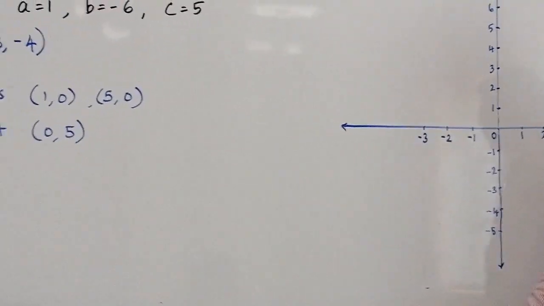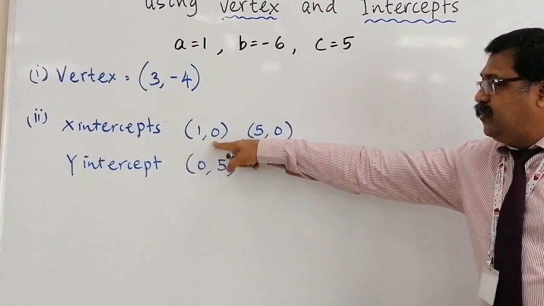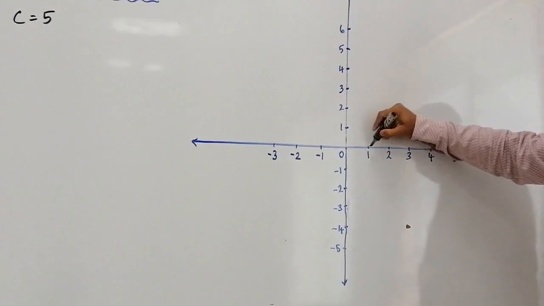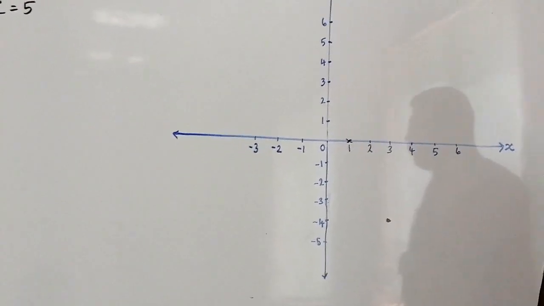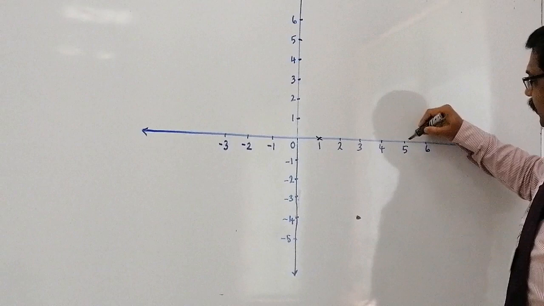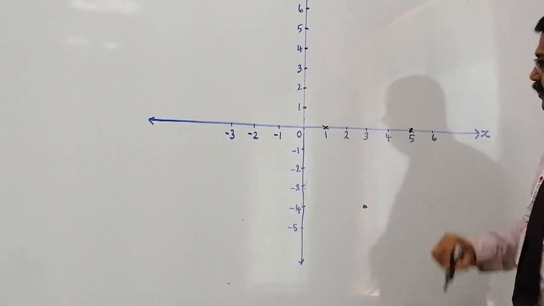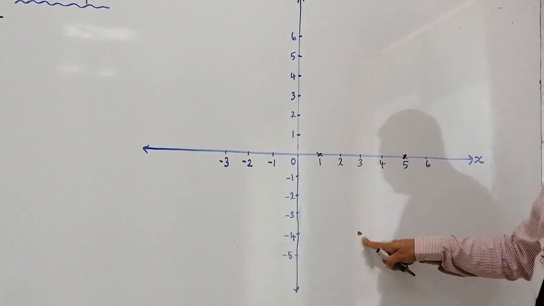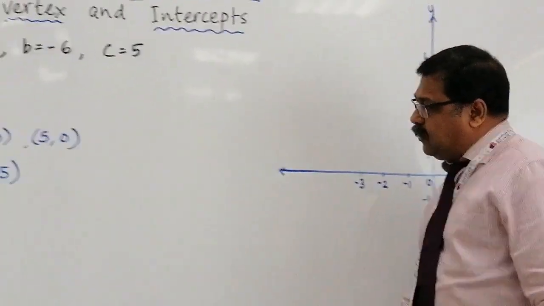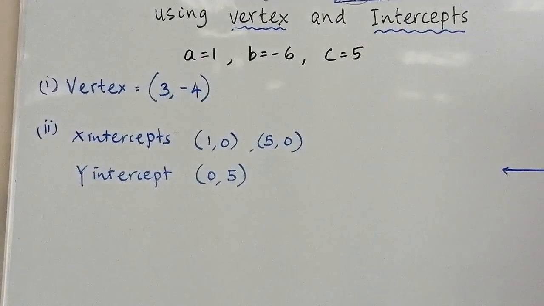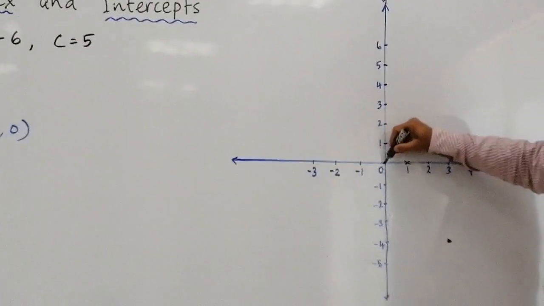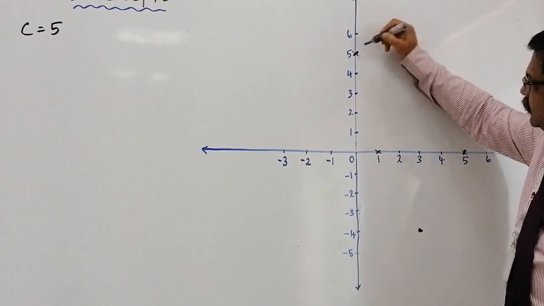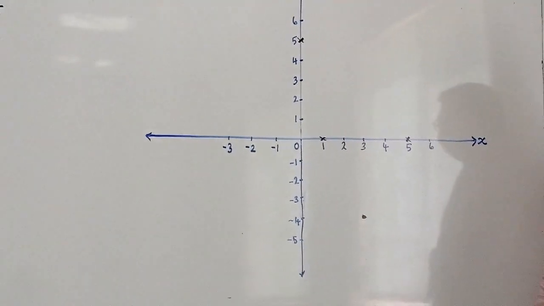Now let's see the x-intercepts. The x-intercepts are (1, 0) and (5, 0). (1, 0) is on the x-axis here, and (5, 0) over here. So these two are the x-intercepts and this is what we call the vertex. And the y-intercept is (0, 5). Where is (0, 5)? (0, 5) is on the y-axis here. This is (0, 5).